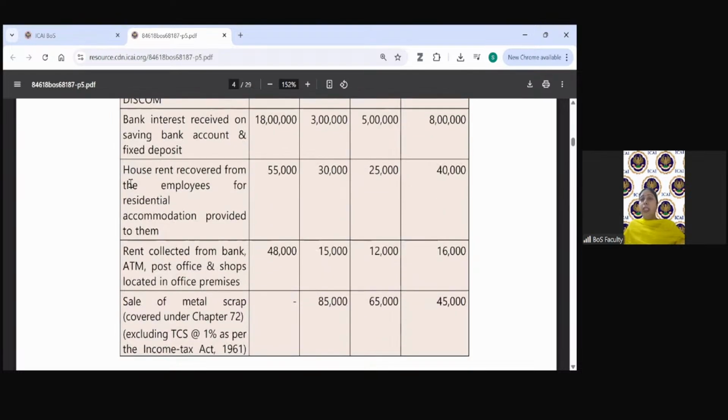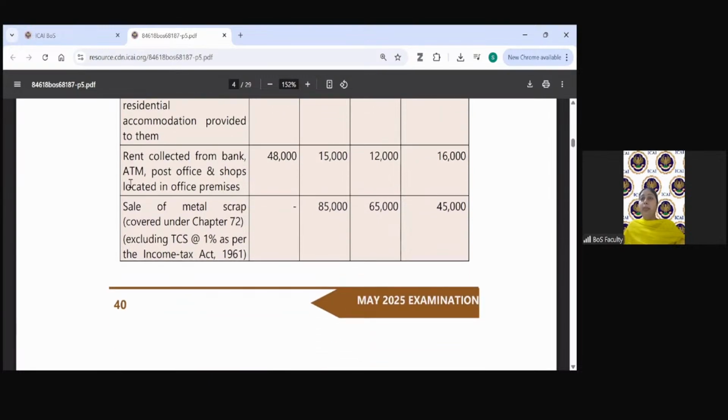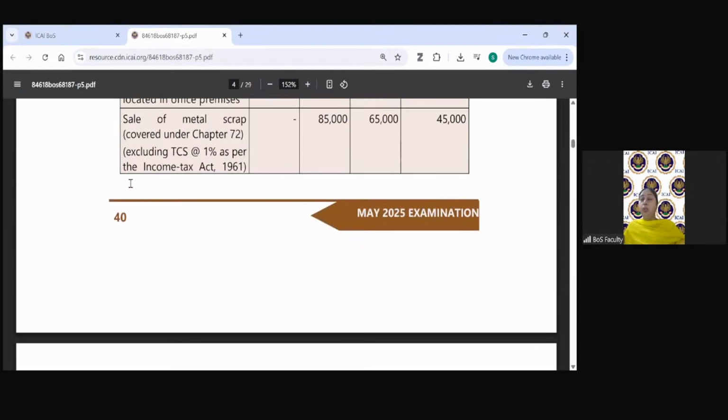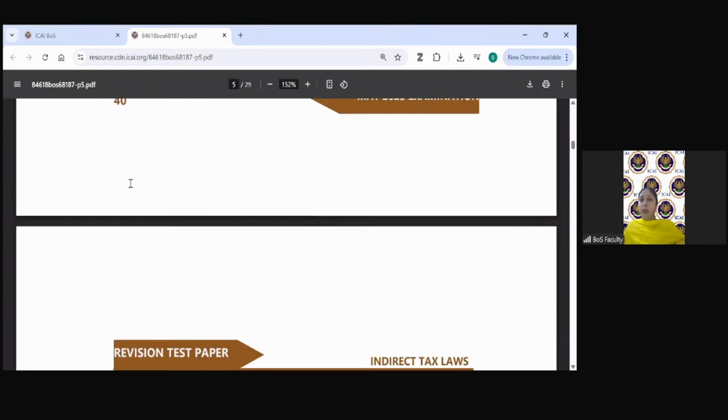Next transaction is sale of metal scrap covered under chapter 72, excluding TCS at the rate of 1% as per the Income Tax Act 1961. Now, when TCS amount is given to us, something is possible that we have to do with this TCS amount. So this should strike to us.